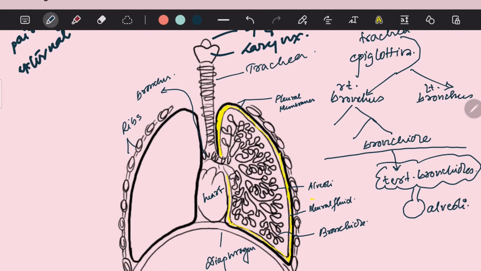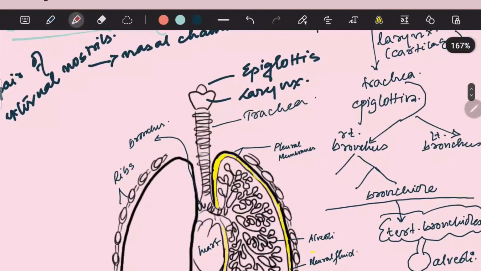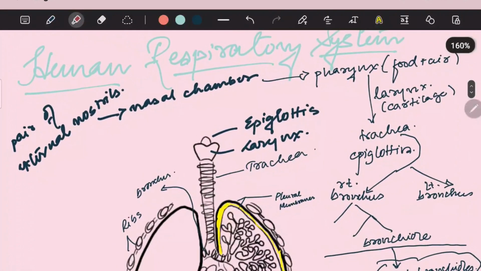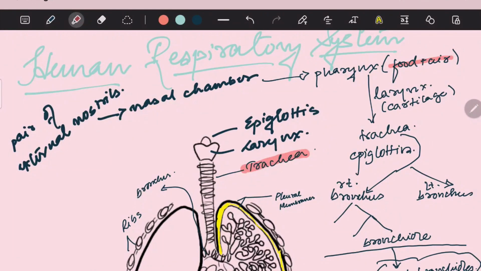We have two lungs, which we'll discuss in a while, but before that, let us refer to what we have learned from this image. Now, as we know, air goes from the external nostrils into the nasal chamber and then to the pharynx, which is common for both food and air. Now this pharynx opens into the trachea, passing through the sound box called the larynx.